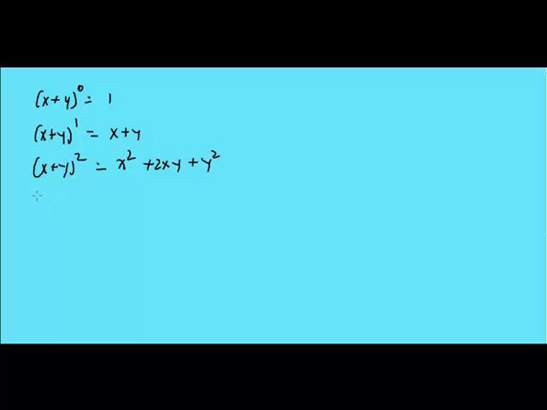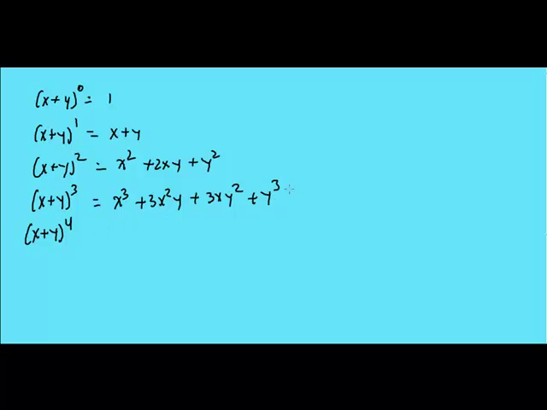But of course, what happens when you multiply x plus y times x plus y times x plus y, which means x plus y to the third power? Well, you're going to get x to the third plus 3x squared y plus 3xy squared plus y to the third. You keep doing that. Let's say x plus y to the fourth power. What are you going to get when you do that?